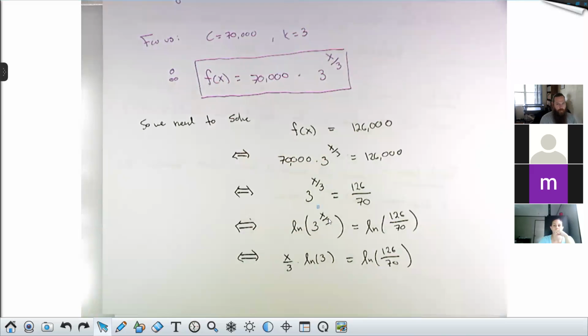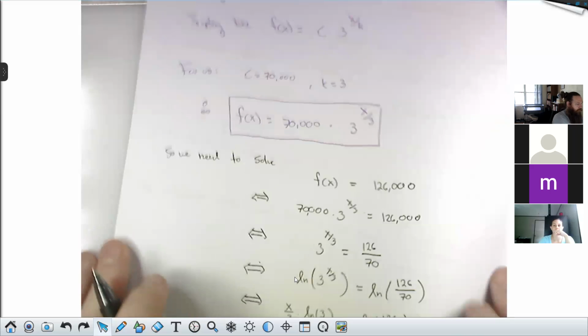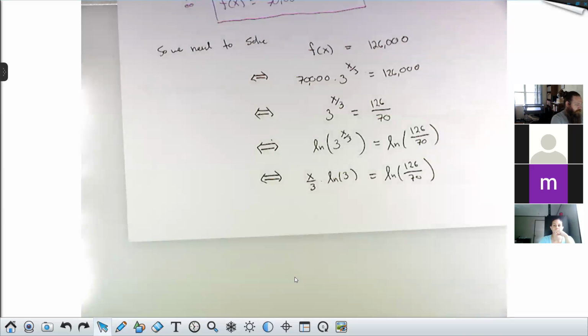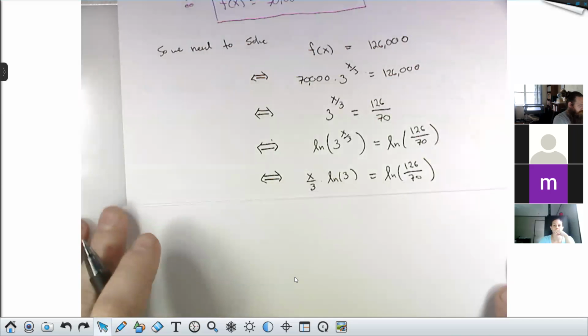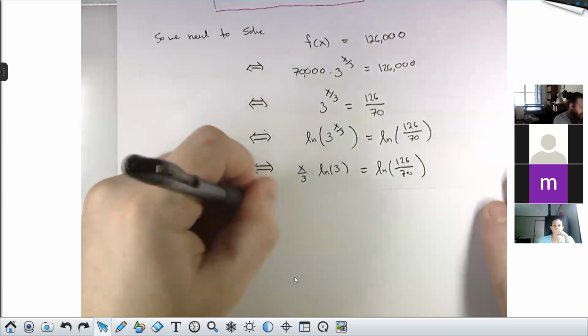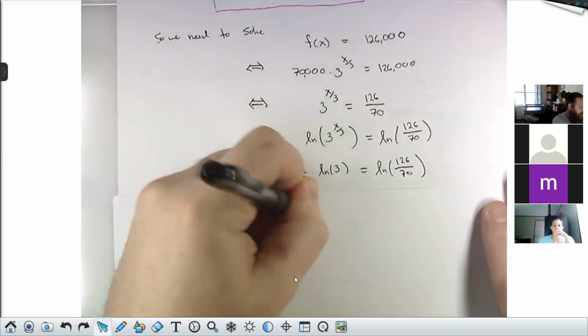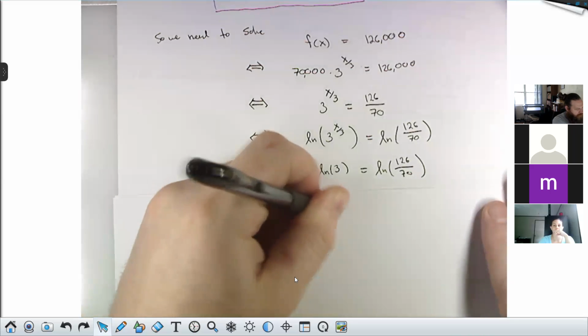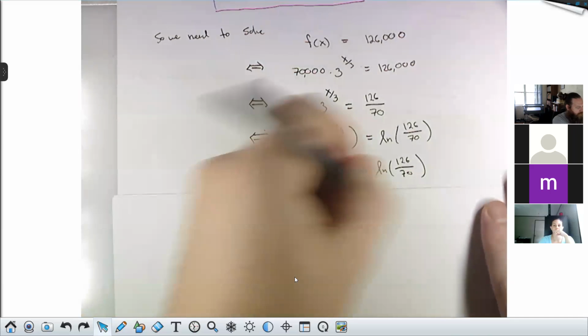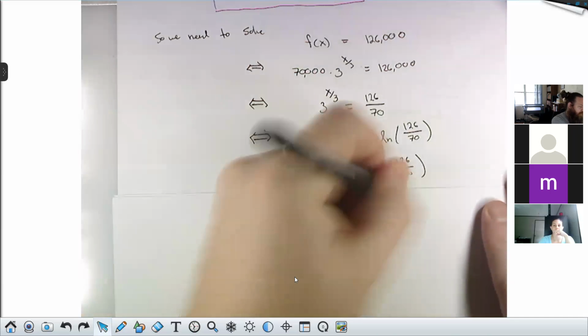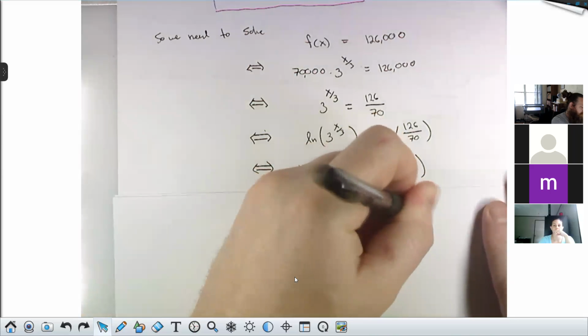And now that we've got this power down and outside the logarithm, it's just like any other equation. This is now a linear equation, really, because this is just a number. This is just a number. And we need to solve for x. So I'd say maybe first multiply by 3. So x times the natural log of 3 is equal to 3 times the natural log of 126 over 70.